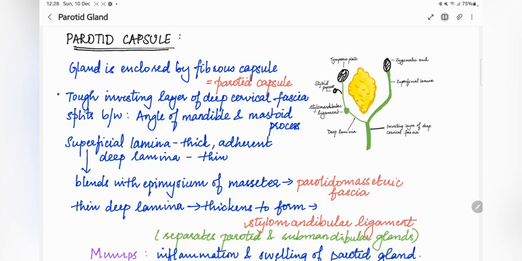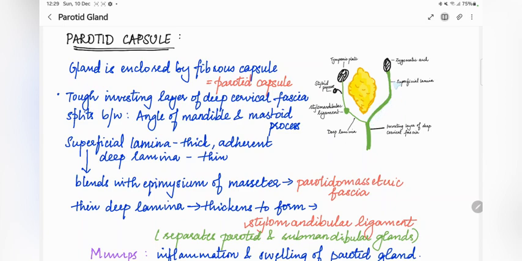The next important topic is the parotid capsule. So the parotid gland is enclosed by a fibrous capsule, which is known as the parotid capsule. This is formed by the tough investing layer of deep cervical fascia. This fascia splits in the region between the angle of the mandible and the mastoid process to enclose the gland. So it is split into two parts, the superficial lamina and the deep lamina.